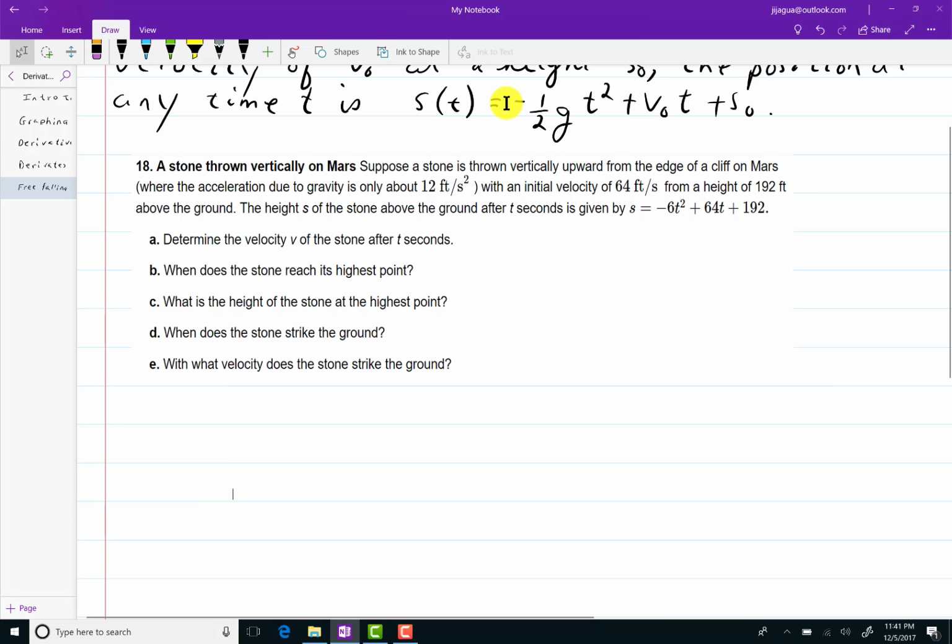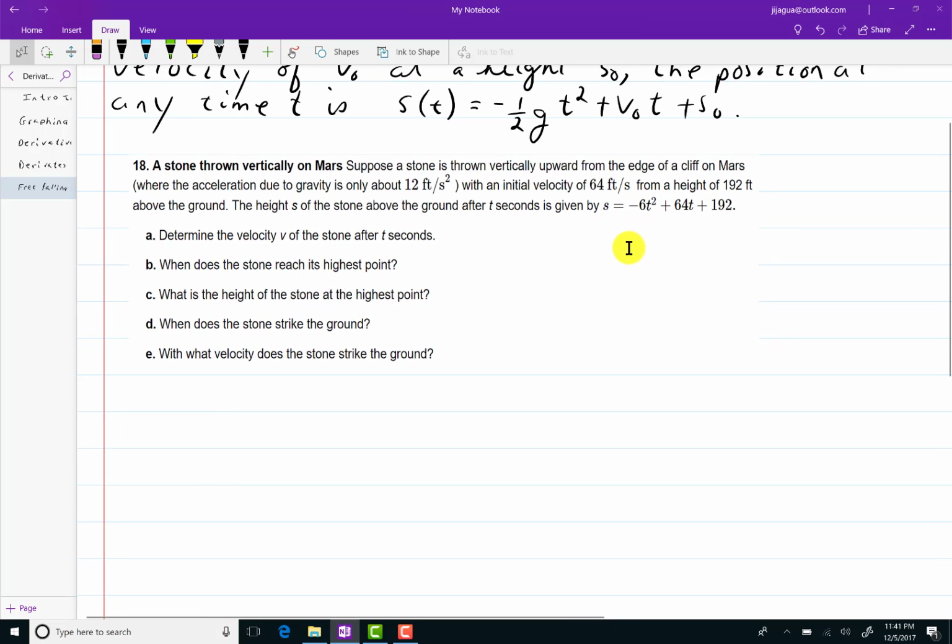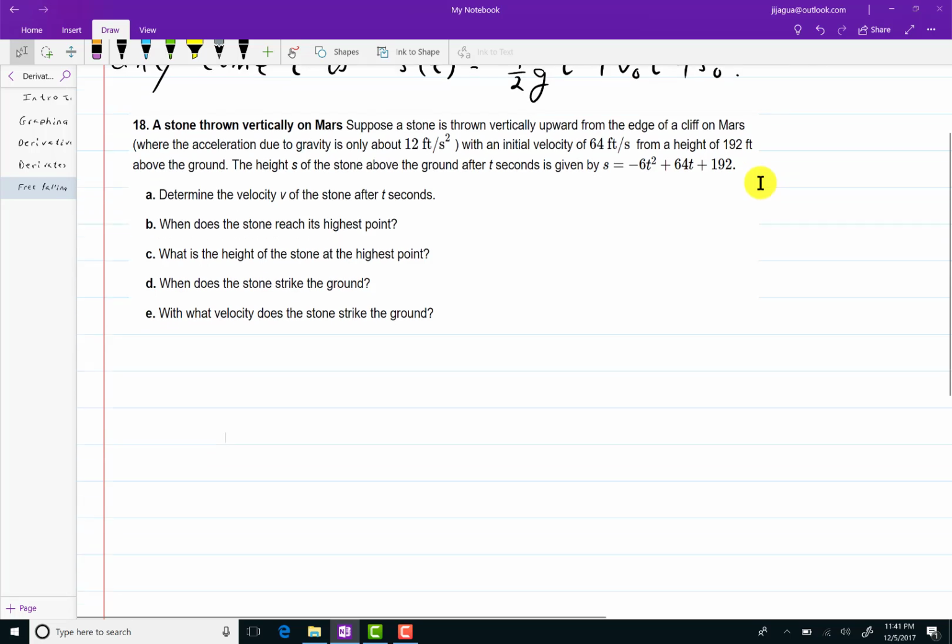And I said you need to put the initial coefficient as -1/2 g. So -1/2 of 12 is -6. It was thrown with an initial velocity of 64 feet per second. 64 here. Now if it were thrown downward with that, this plus would be a minus right there. So that corresponds to the v sub 0 in the formula. Finally, 192 feet was the initial height. So let's go ahead and solve the questions they're asking us for.